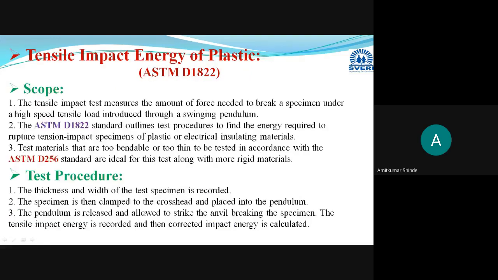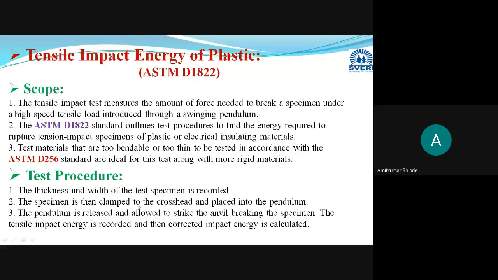Now we will move towards the test procedure. Initially, we will measure the dimensions. Here they have mentioned that the thickness and width of the test specimen are recorded. You just have to prepare the specimen as per the standards. Whichever standard you are following, the standard specimen dimensions will be mentioned in it. As per this standard ASTM D1822, you have to prepare that specimen.